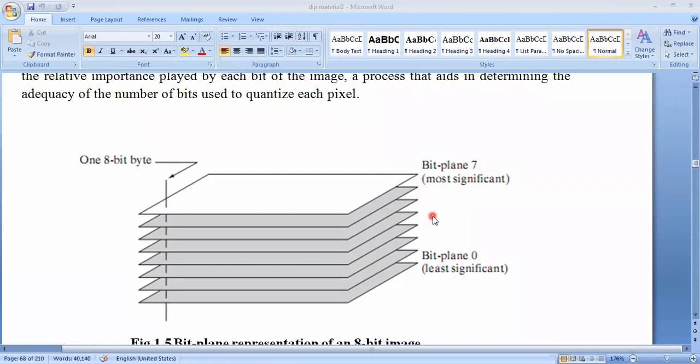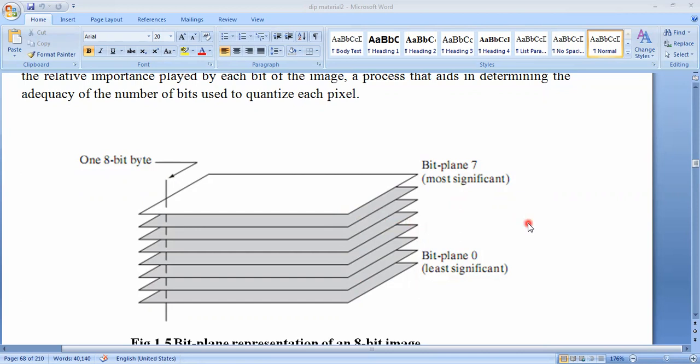Suppose you want to represent a B0 image. B0 image means each pixel is going to be represented with 1 bit, so in that pixel, the B0 bit is considered. Next, in the B1 image, the B1 bit of each pixel. Next, the B2 image. Like that, the 1 byte of information is divided into 8 bit-plane images. So it is separated like that.